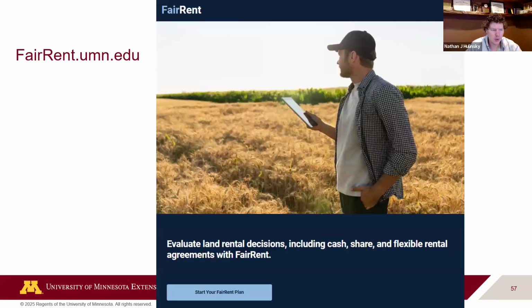This website, fairrent.umn.edu, is more or less that exact same worksheet, just an online template. It's free for everybody to use, and it might be easier to edit it within this website. And also on the Fair Rent website, you can have up to 10 plans where you can say, hey, this field, I have a little higher yield, so I want to increase my land rent as a result of that. But this website is helpful to help determining what you can afford to spend.